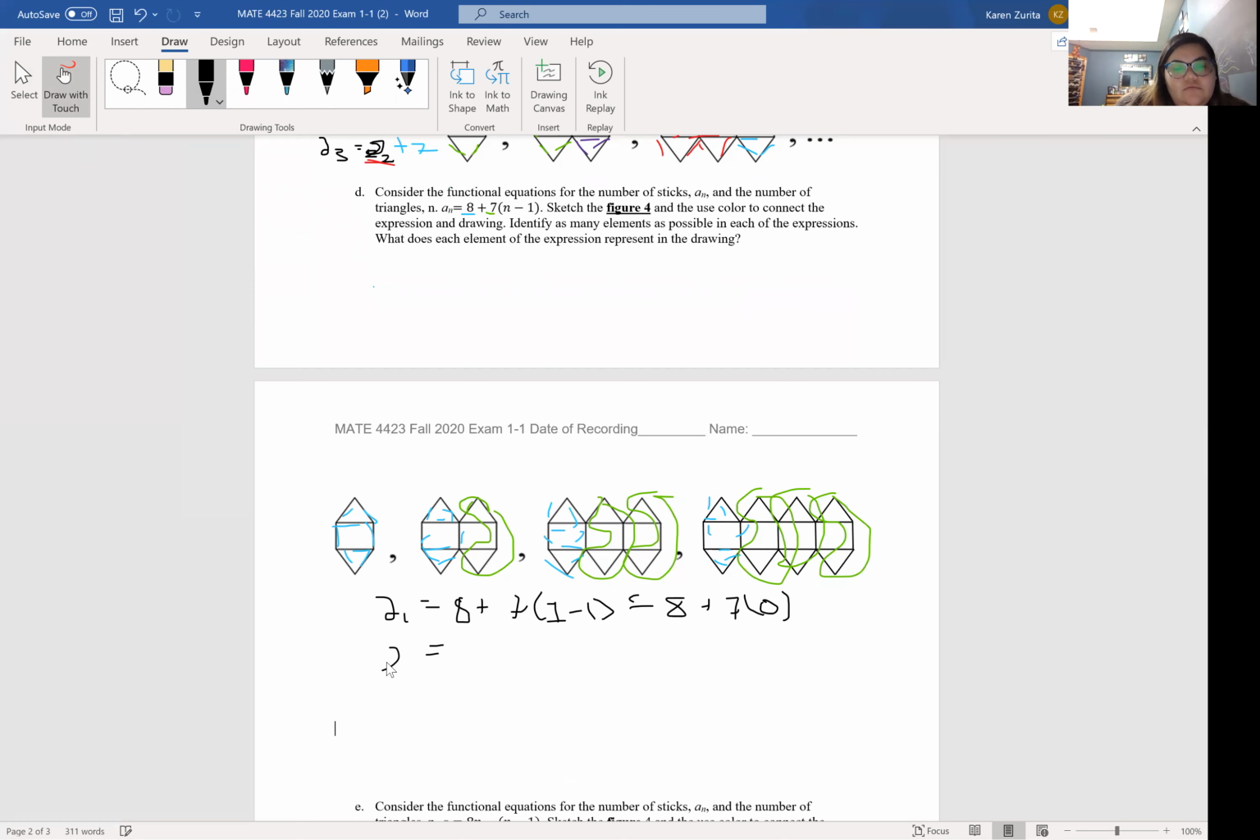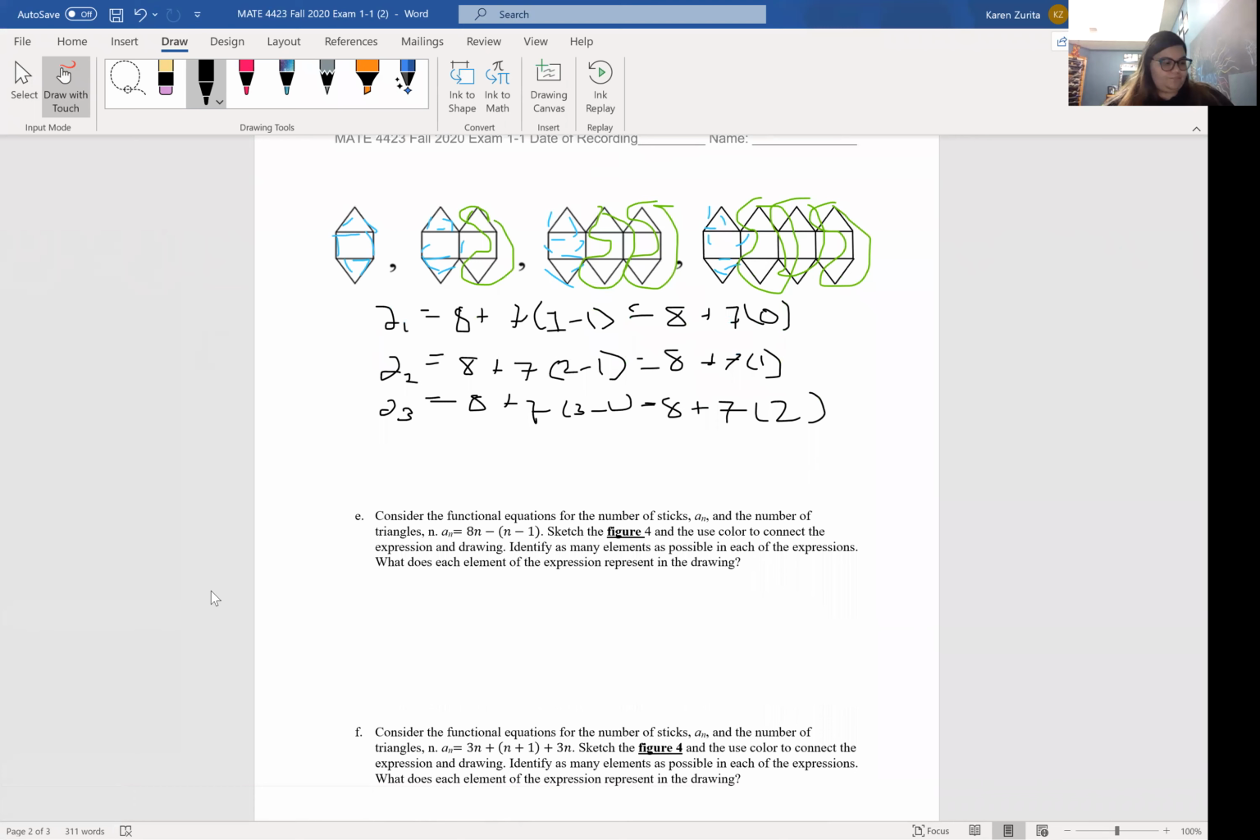So then A2 would be 8 plus 7 times 2 minus 1. It's n minus 1, and here n is 2. So it would be equal to 8 plus 7 times 1. Here we have one group of 7. We can see it here in the initial 8 we have. And we could do that for A3 equals 8 plus 7 times 3 minus 1. Here n is 3, so we have 3 minus 1. 8 plus 7 times 2, since 3 minus 1 is 2, and we can see 2 groups of 7.